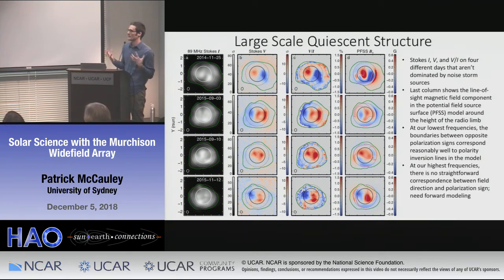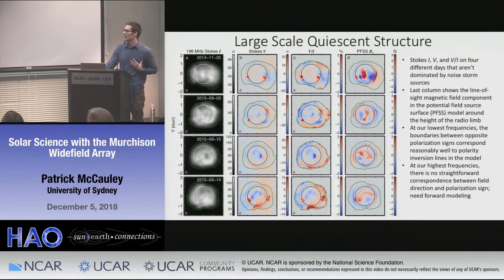What we find is that at the lowest frequencies, the boundaries between opposite polarization signs correspond reasonably well to the locations of polarity inversion lines in the model. And this is something that we could not probe with any previous instrument. So that's all well and good at lower frequencies. This is 89 megahertz. If we go to higher frequencies, we do not see the same correspondence between the line of sight field and the polarization fraction.